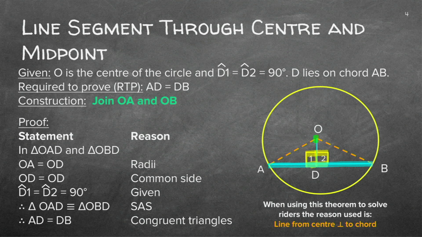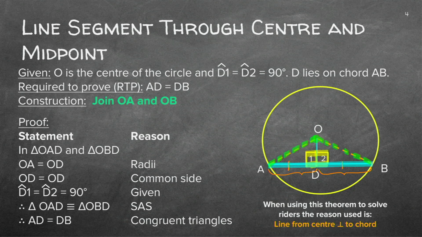Required to prove that AD equals DB. So they want you to show that these two are exactly the same length. Construction in this case is we are going to join AO and AB. Again, use different colors to make it easy.